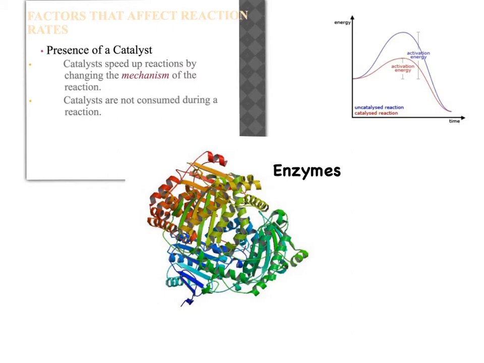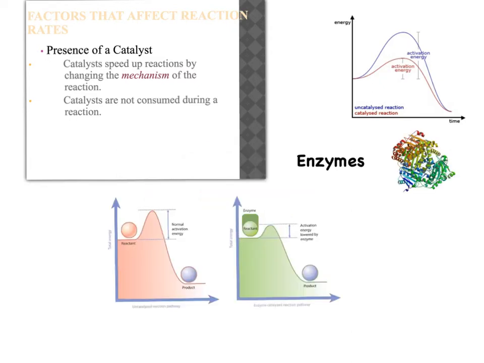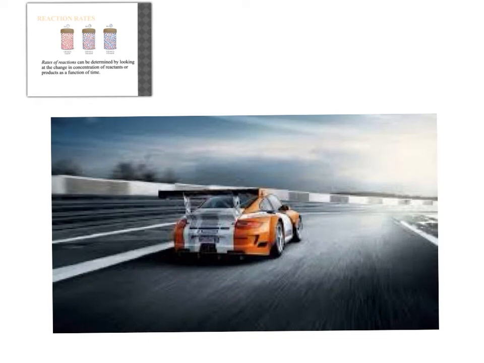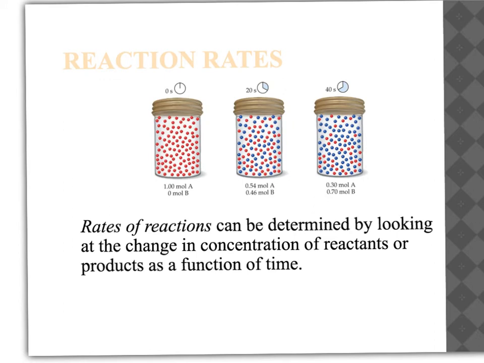Enzymes are protein molecules that are biological catalysts that are responsible for increasing the rate of some reactions in the human body. If the speed of a car is 60 miles an hour, that car travels 60 miles in 1 hour. The speed of a chemical reaction is its reaction rate. It's the change in concentration or molarity of either the reactants or the products per unit time, usually in molarity per second.